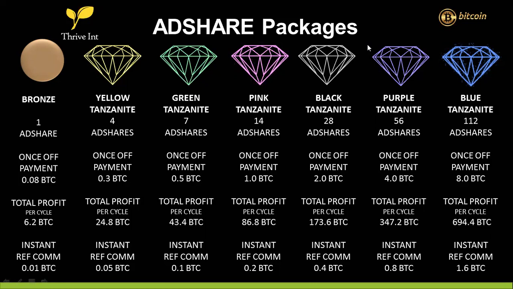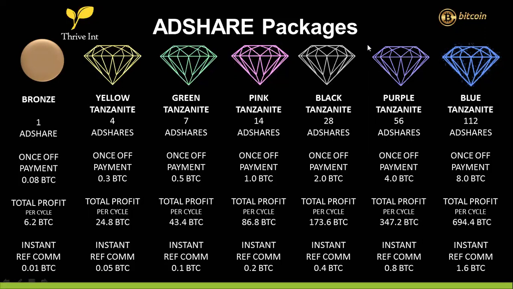So when you're looking at the blue Tanzanite pack with 112 Adshares times 6.2 Bitcoin, that will give you 694.4 Bitcoin per cycle with 112 Adshares. Now that's about $2 million US, and that's a huge income. But you can choose any of these packages to start up with, place them in the matrix, and then your business starts growing and your profit starts growing.